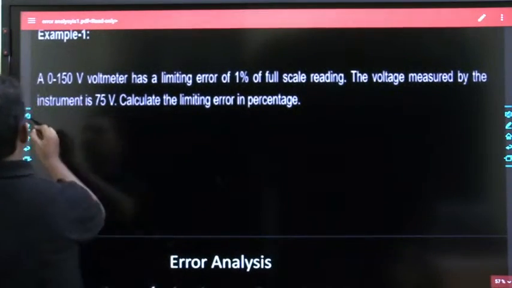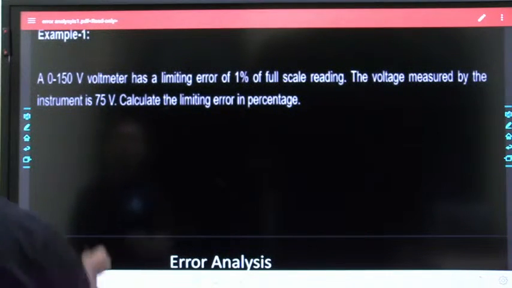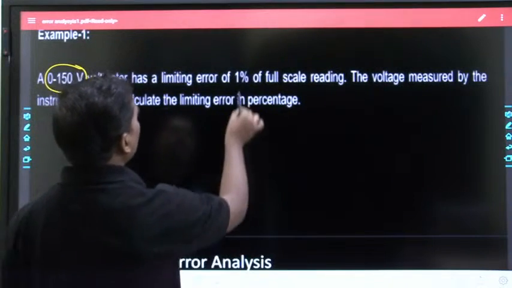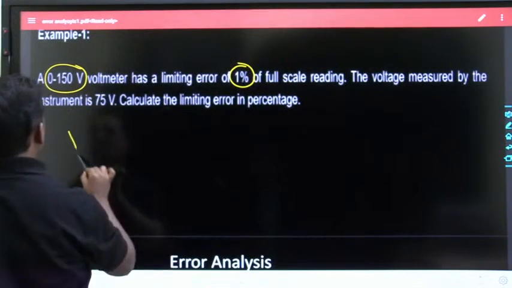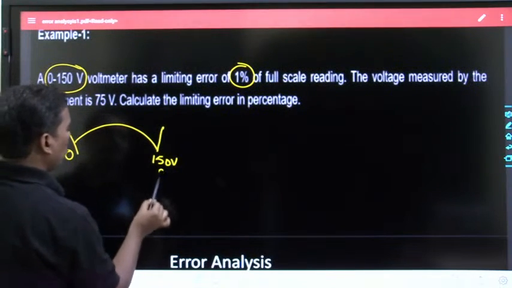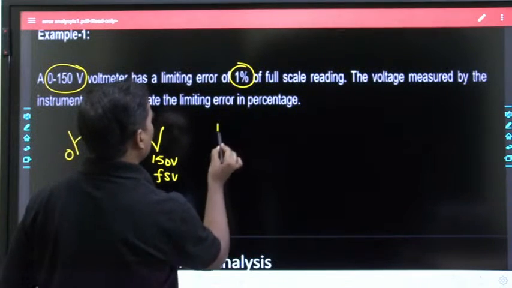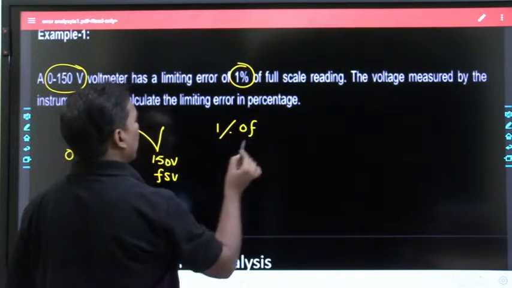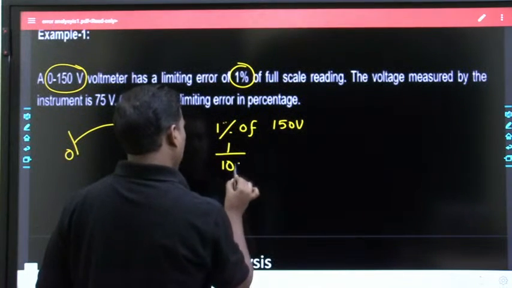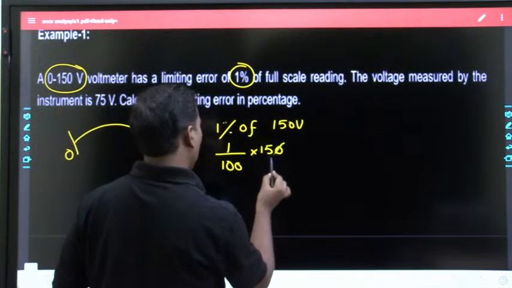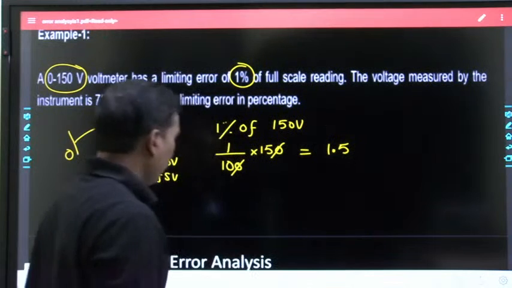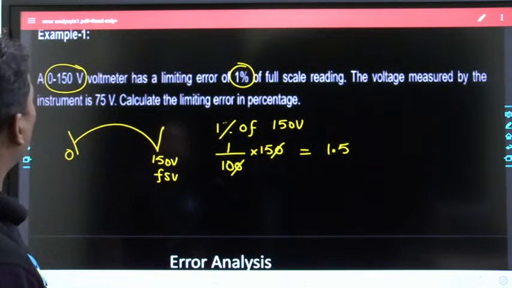Now it is visible. A 0 to 150 volts voltmeter has a limiting error of 1% of full scale reading. So this is our total reading, 0 to 150. So 150 volts is the full scale value. 1% of full scale value, 1% of 150 volts, means 1 by 100 of 150, which is 15 by 10, that is 1.5. So 1.5 volts is the error over a full scale reading.